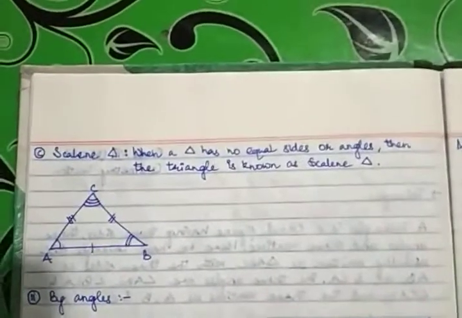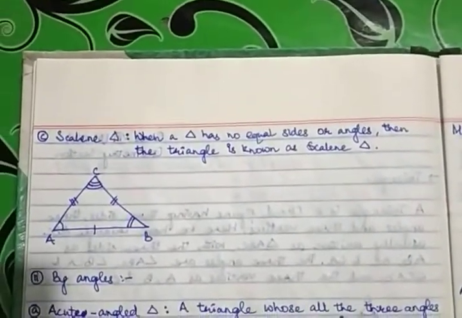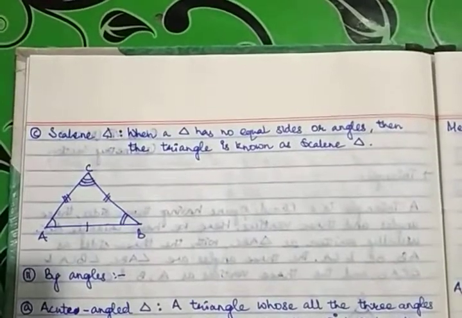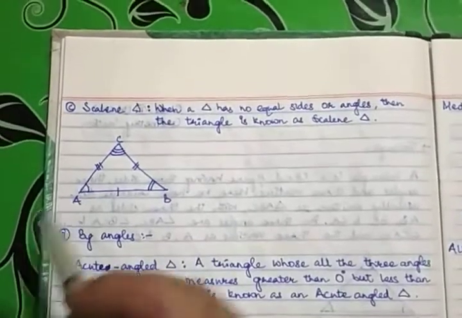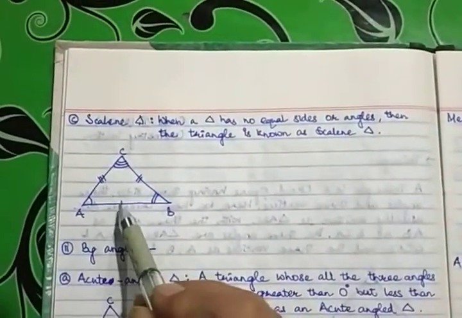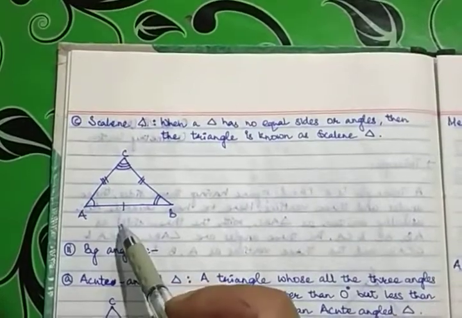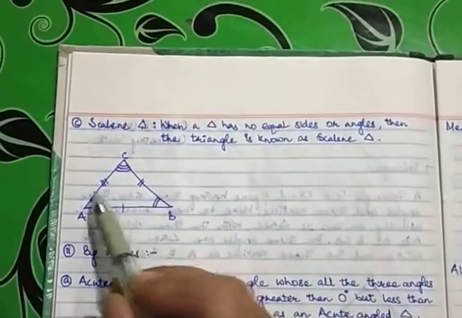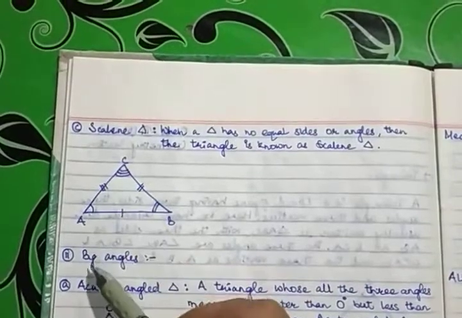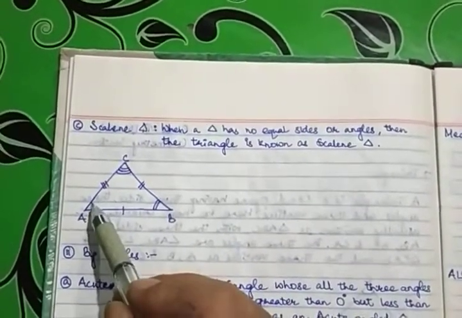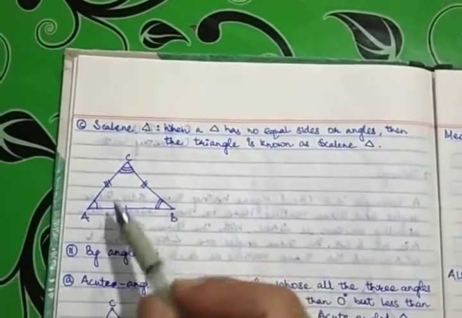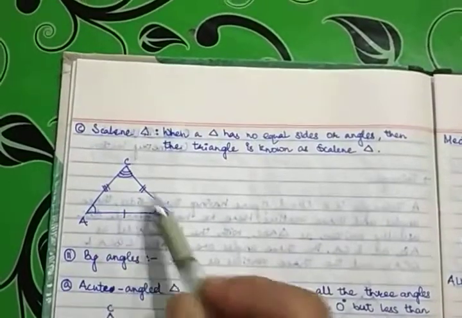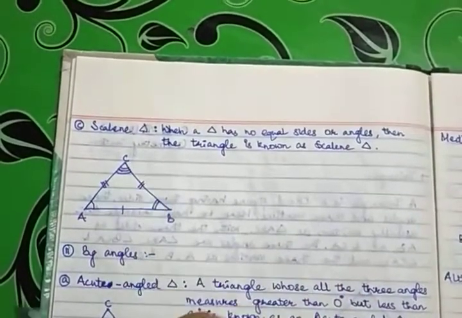Now after that comes a scalene triangle. What do we know about a scalene triangle? When a triangle has no equal sides or angles, then the triangle is known as a scalene triangle. That is why I have drawn triangle ABC with marks cutting the sides, 1, 2 and 3 here. This means these three sides are unequal. Similarly, I have marked the angles with 1 arc, 2 arcs, 3 arcs. All three angles are also unequal. So three unequal sides and three unequal angles form a scalene triangle.